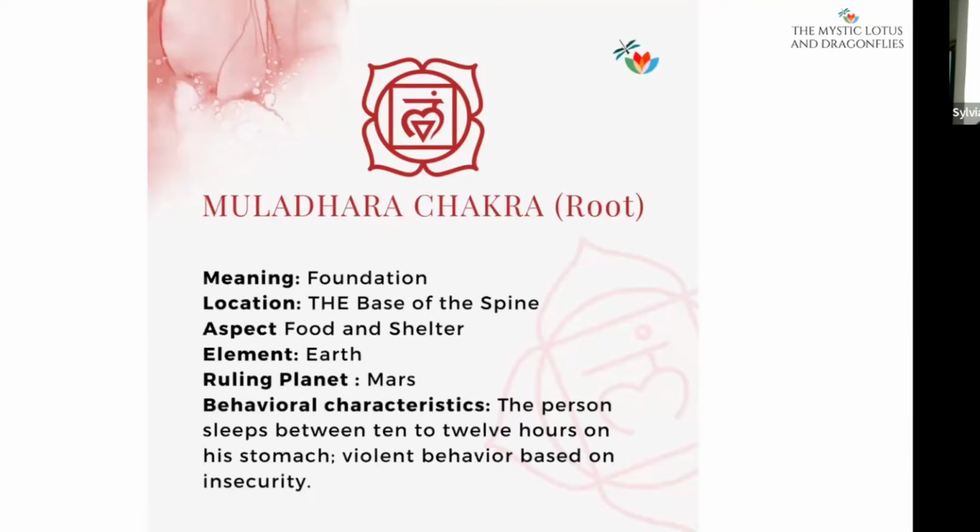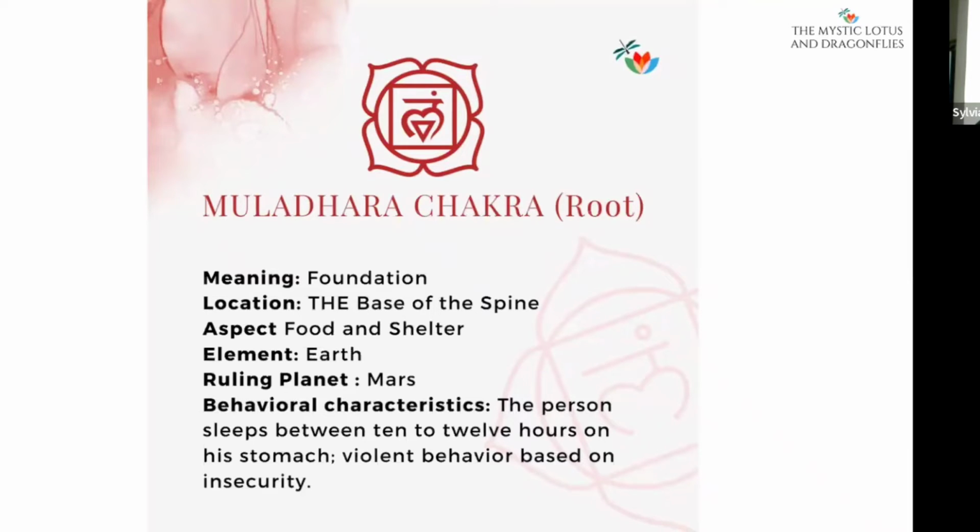Its aspects are food and shelter, and its element is the earth element. The planet is Mars, so we have to keep Mars happy if we need balancing of the root chakra.